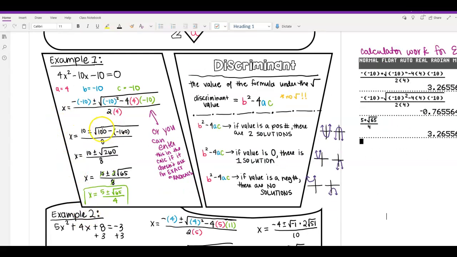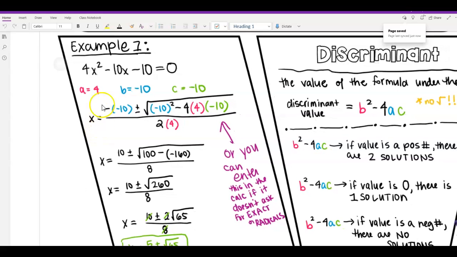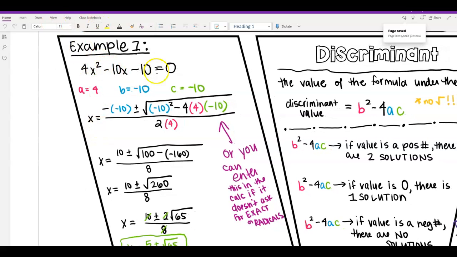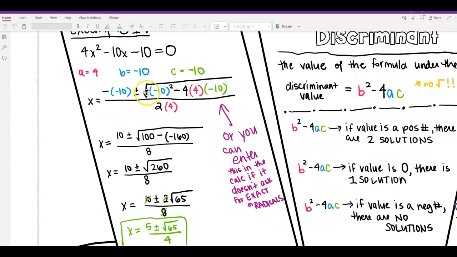First example. So if you take a look at our first example, we have 4x squared minus 10x minus 10, not factorable at all. So we're going to go through and write down our a, b, and c values so we don't forget. A is 4, b is negative 10, c is also negative 10. And then I'm going to write out my quadratic formula. So x equals negative b plus or minus the square root of b squared minus 4ac all over 2a.